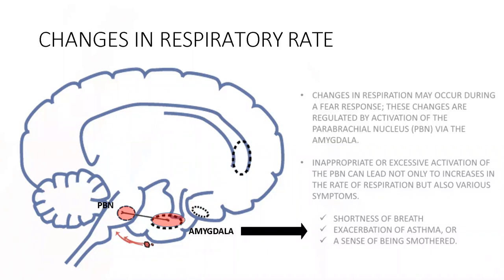Again, a specific circuit or loop is regulated in the brain, by the activation of the PBN, that is the parabrachial nucleus. This is mediated through the amygdala, which sends the stimuli to the PBN. Because of this, the PBN is stimulated excessively, or acts overreactively. When the PBN gets excessively activated, it leads not only to the increased respiratory rate but also to other symptoms. One is shortness of breath.